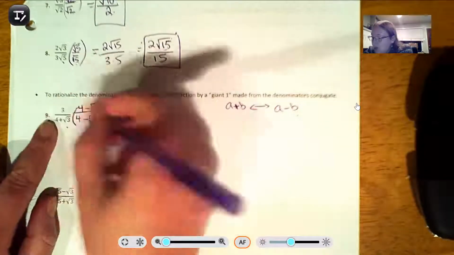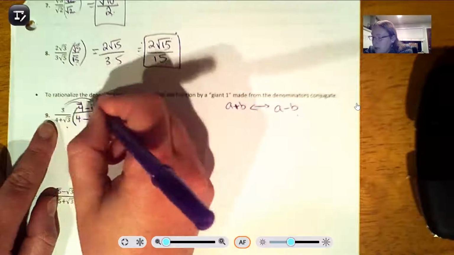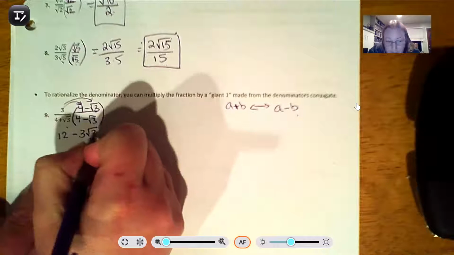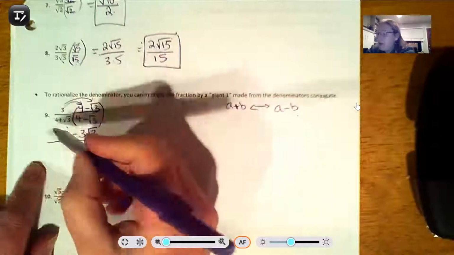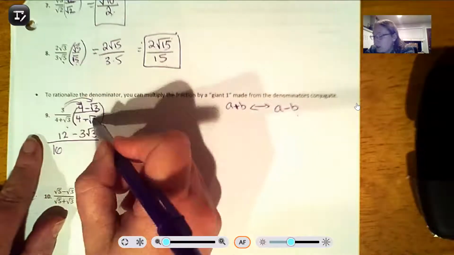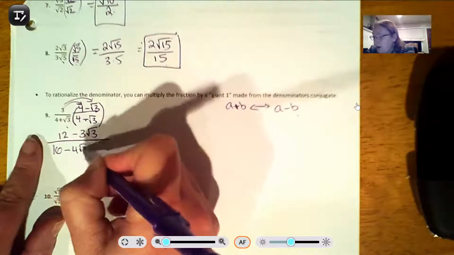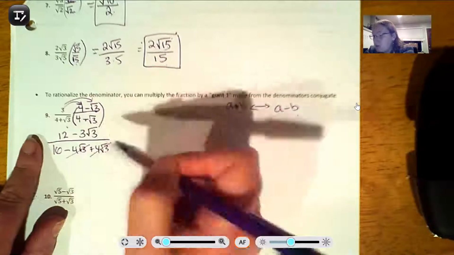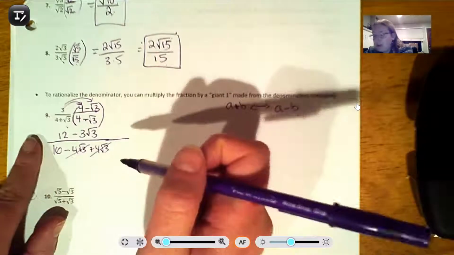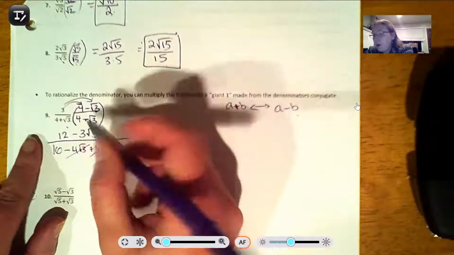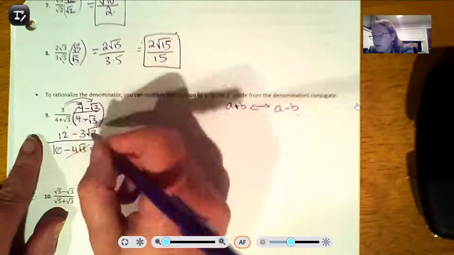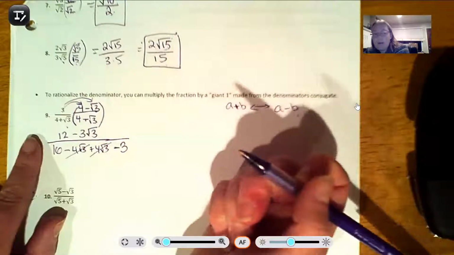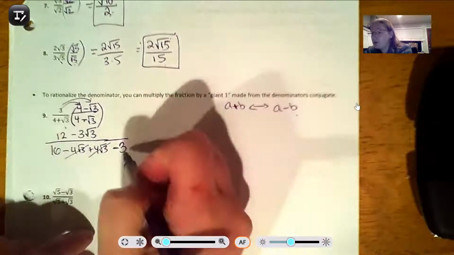So now I just multiply the numerator. I've got 3 times both these, so I end up with 12 minus 3 root 3. And then I have 4 times 4 is 16. 4 times this would be negative 4 root 3. Then I have plus 4 root 3. These canceling is a really good sign because you're trying not to have any roots. And then root 3 times root 3, it's positive times negative, so negative. The roots will cancel because you're squaring. Or you can think of it as the square root of 9, which is 3.